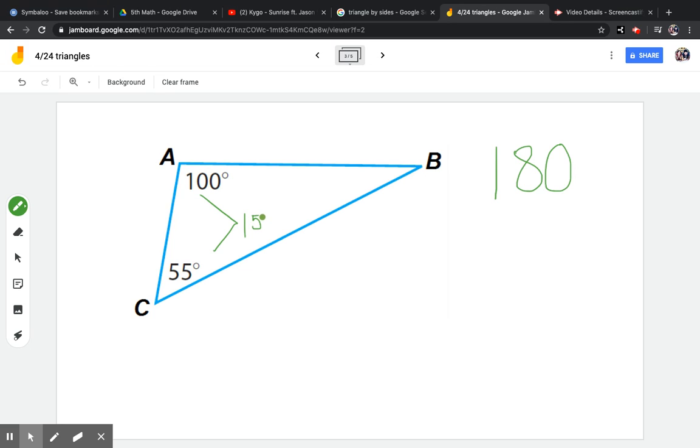Okay, we know that this whole entire triangle needs to be 180 degrees. So all I need to do is subtract 180 minus 155. Okay, so let's do that. 0 minus 5, can't do it, so we're going to have to take one from the 8, and it'll turn into a 7.